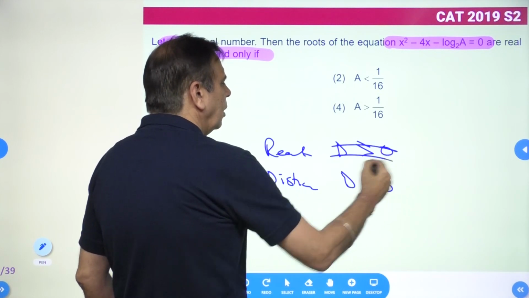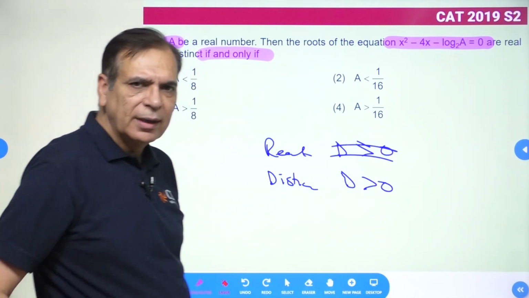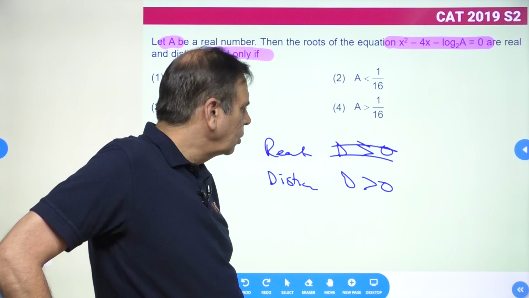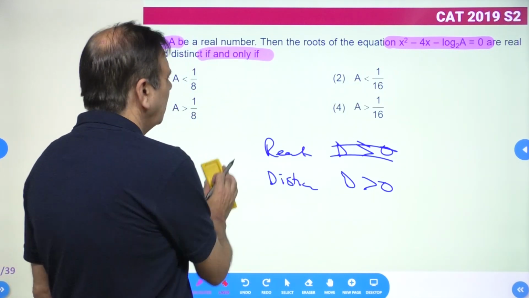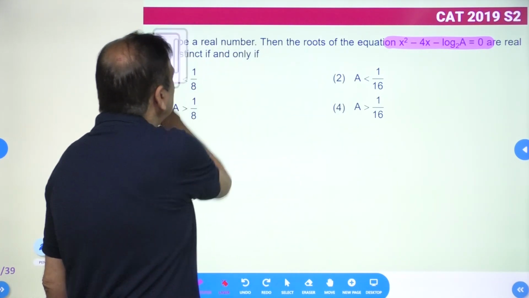So what are we looking for? Real and distinct. Distinct का मतलब discriminant cannot be 0. So we are looking for discriminant to be greater than 0. Equation है, discriminant निकालना है हमें. Okay, so let's get back to work.